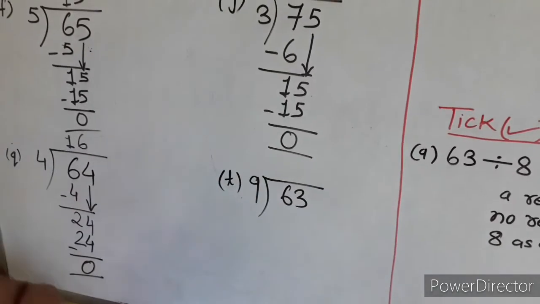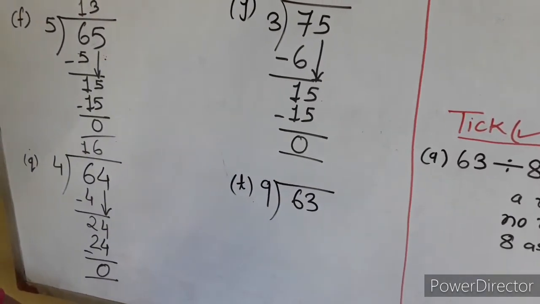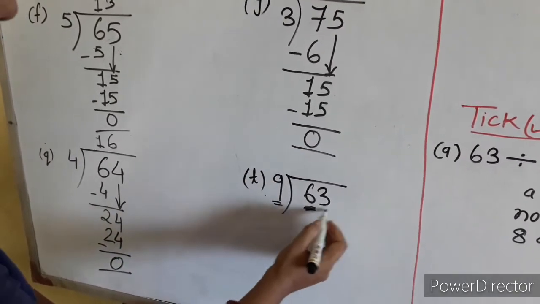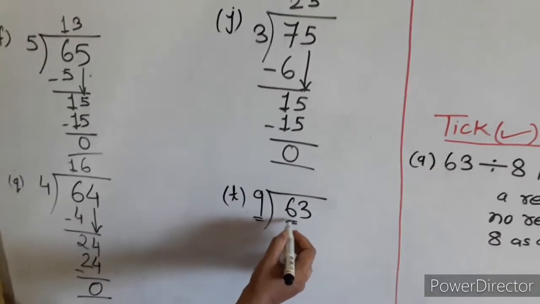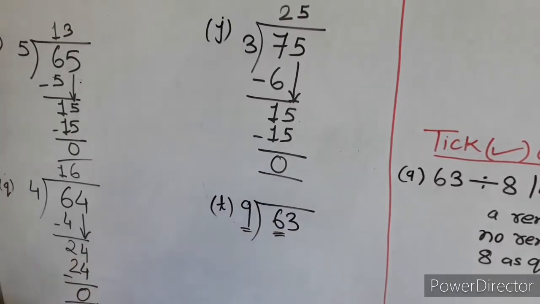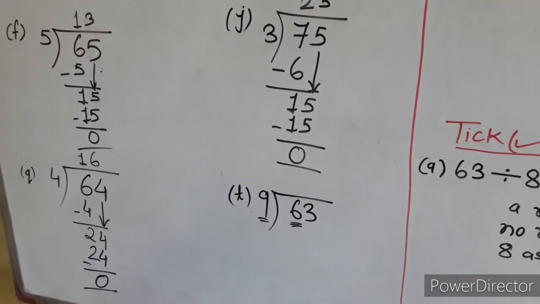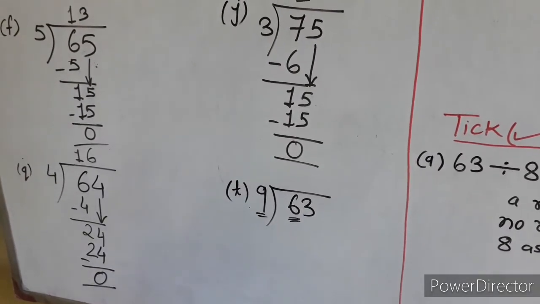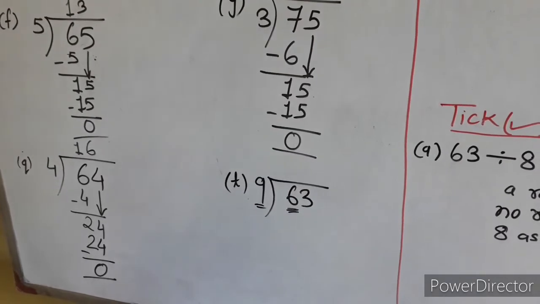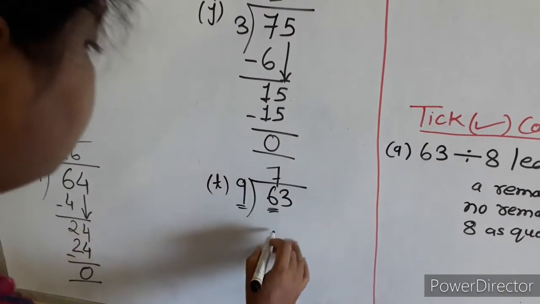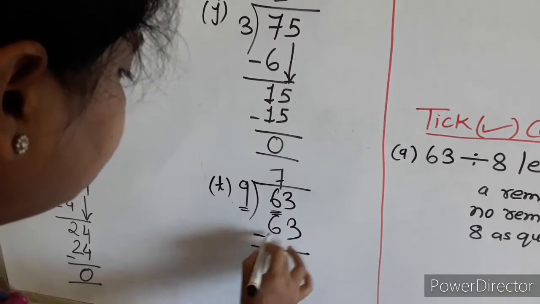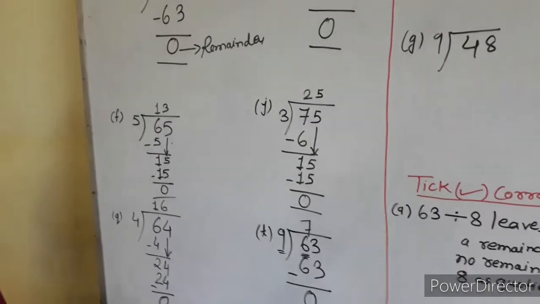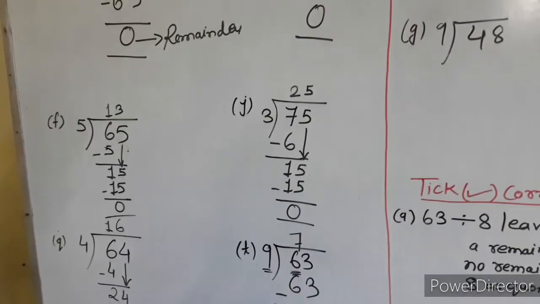Then here, count the table of 9. 9 1 is 9. As this number is smaller than 9, we have to divide the two-digit number. We will not be able to divide only the tens place. So count the table of 9. 9 1 is 9, 9 2 is 18, 9 3 is 27, 9 4 is 36, 9 5 is 45, 9 6 is 54, 9 7 is 63. So you can write here 9 7 is 63. 63 minus 63 will be 0. Like this way you have to do. Many sums are there. You can do the rest of the sums yourself.